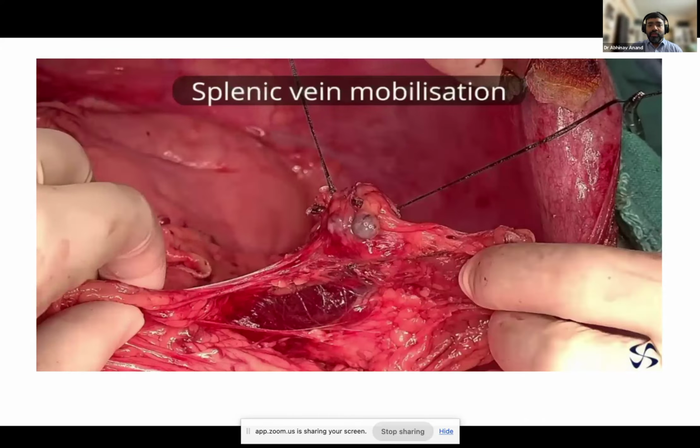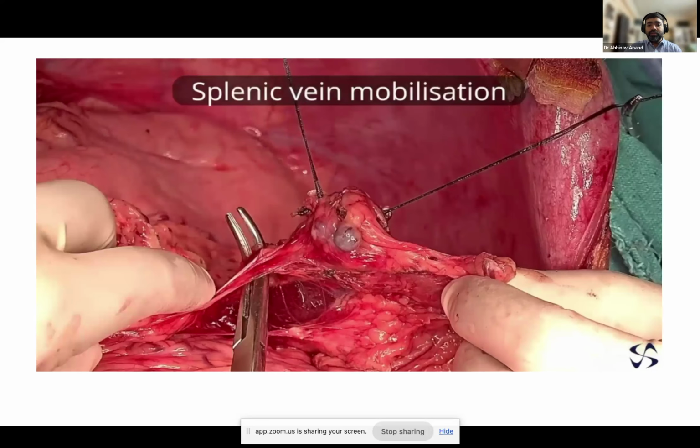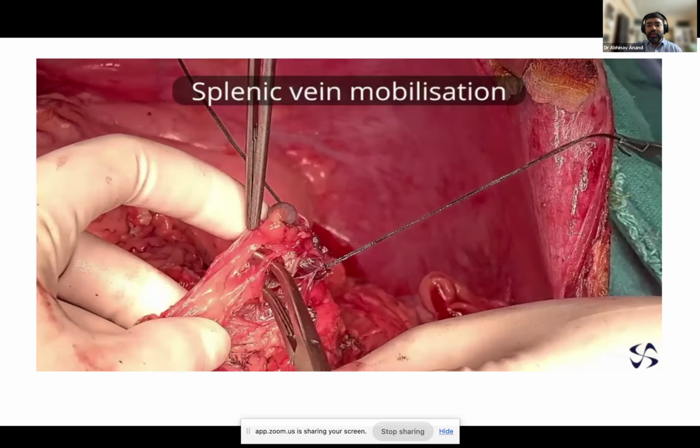Here, during the splenic vein mobilization, the pancreas has been held. The tissues around the splenic vein are dissected and ligated.